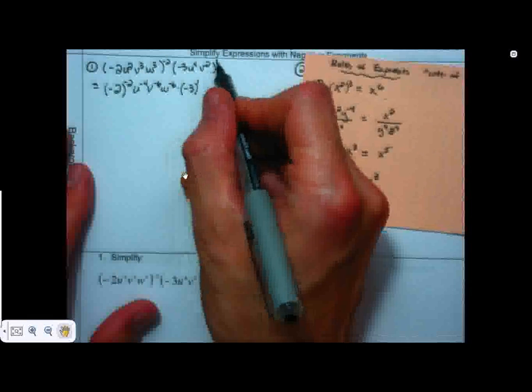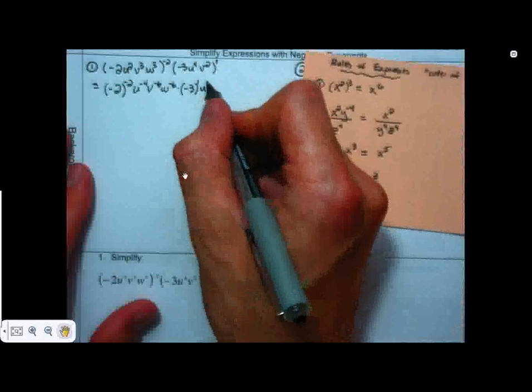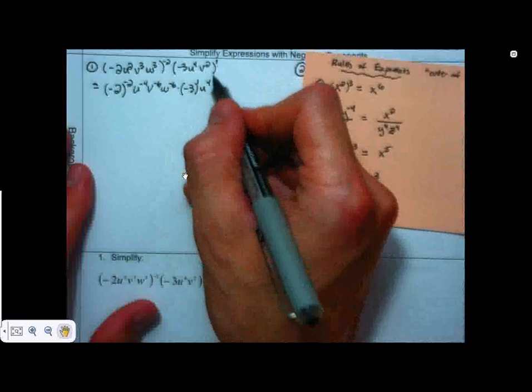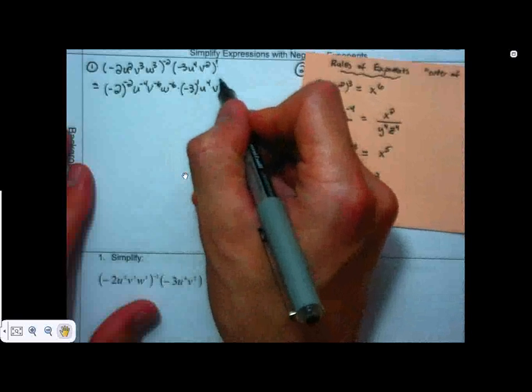My second group, well, the exponent on the outside isn't written, so I'm going to slip a 1 in. Again, -3 is a coefficient, so I take care of that later. So I just copy the exponent on the outside, and then u to the 4th to the first is just going to stay u to the 4th, and then 2 times 1 is 2, so I get just v squared.